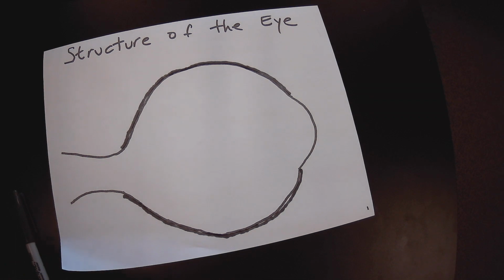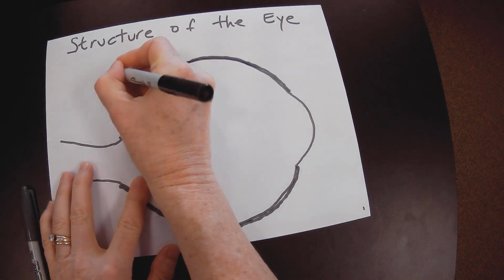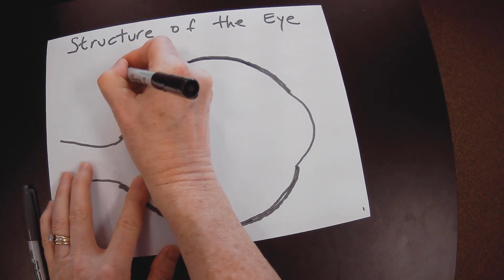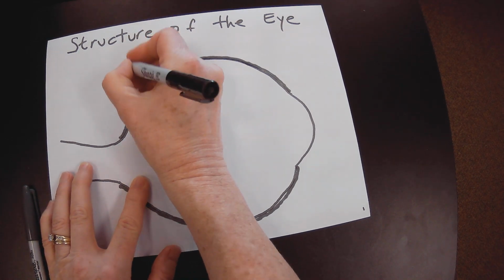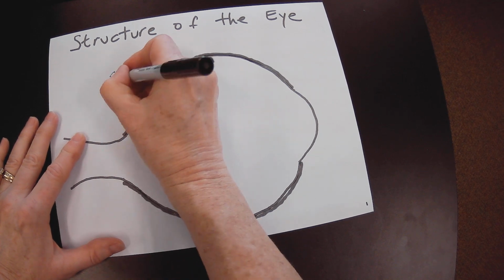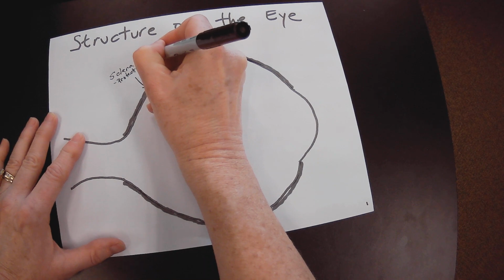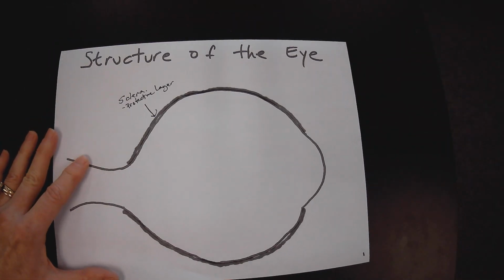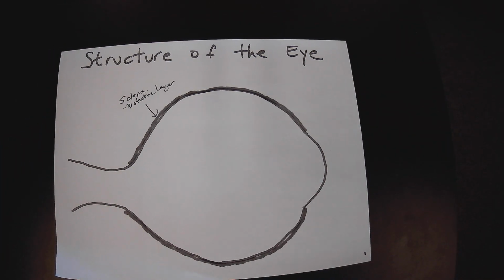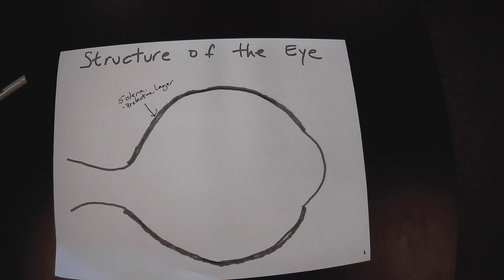Does anyone know what that's called? What's the white of the eye called? Yeah. So this is known as the sclera. S-C-L-E-R-A. And the sclera is the white of the eye, and it's a protective layer. Okay, as we go through, we'll talk about the 3 different layers of the eye, and you should know that the sclera, which is the white of the eye, all the way around, is the first protective layer.